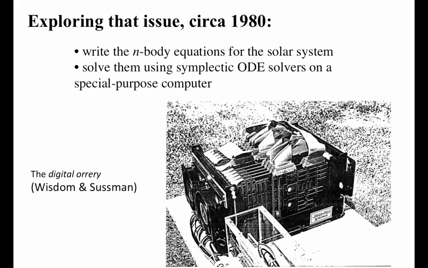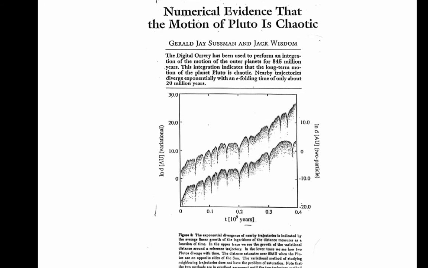What Jack Wisdom and Jerry Sussman did with this was, among other things, establish that the orbit of Pluto is chaotic. When I give talks to lay audiences, this is where people get worried. But you folks know enough not to panic. Chaos does not mean Pluto is going to fly off and crash into the Earth. Pluto's orbit lives on a thinly banded chaotic structure that doesn't intersect anything, so no need to worry.